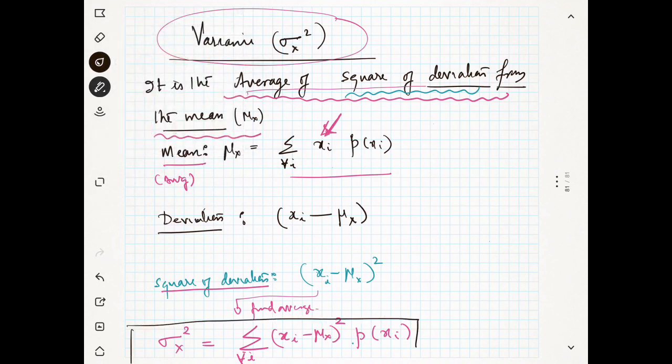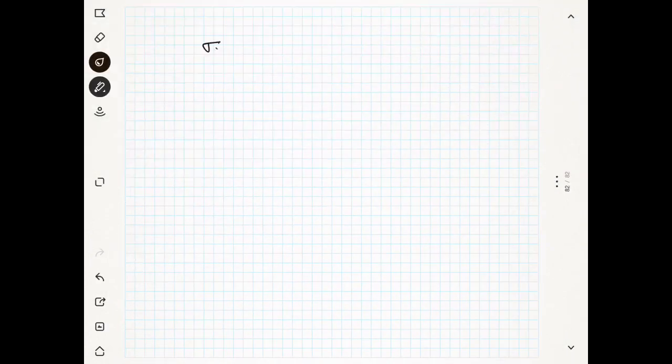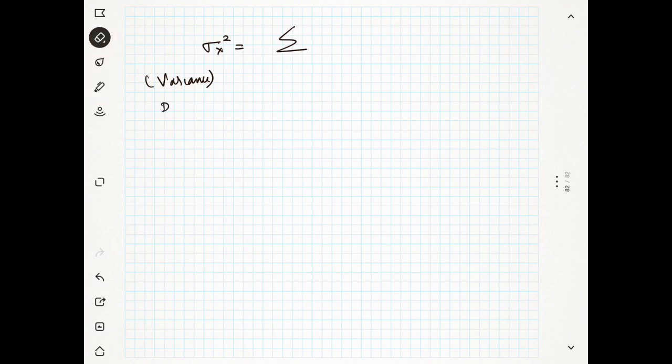I hope this is very clear to you. So the variance, sigma x square, for the discrete random variable. We are talking about the discrete random variable. So for all i, we have to take xi minus mu x, square the deviation, and average it. How to average? You have to multiply with p of xi and sum. So this is the variance of the random variable.